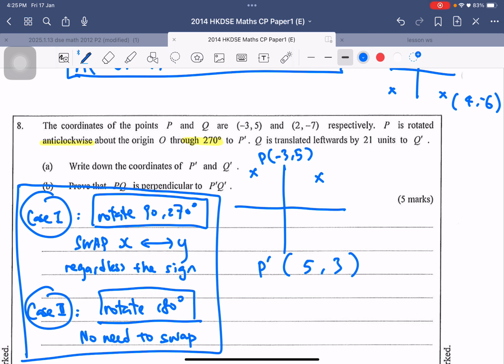So after that, we have Q is 2, -7. But Q is translated leftward by 21 units. This is not a function. It's not a translation of a function, it's just a point. So if this is left, then it's going to the left, so should x be minus or plus? Minus, isn't it? So Q prime is going to be 2 minus 21.